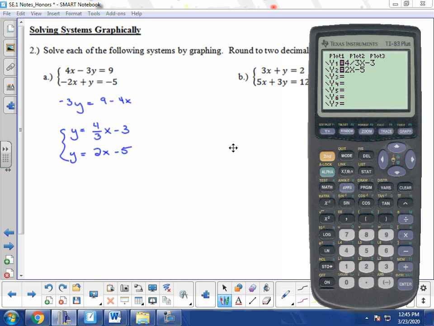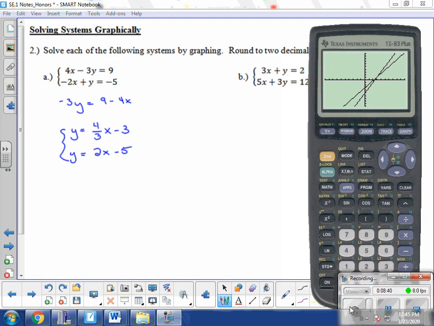Now, I can go ahead and graph this. So if I'm on the standard window, here we have the standard window, and we can see the intersection. To get that standard window, you hit zoom and 6, and we need to make sure we see the intersection where these two lines cross. Where they cross, this is going to be the solution to our equation.